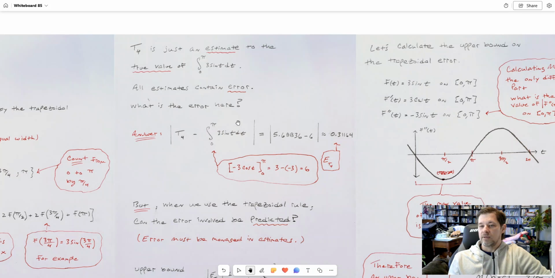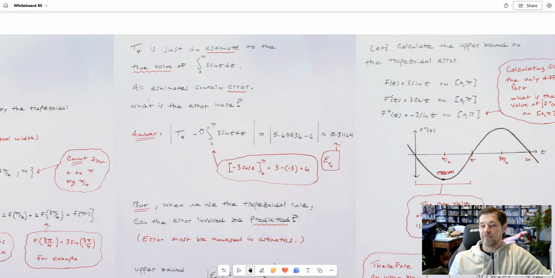So this integral here, could you tell me its perfect and true answer? Well, for this integral you could. The way you calculate this integral is you find the antiderivative of 3 sine t, which is negative 3 cosine t, and evaluate it between the bounds 0 to pi, and you get 6, okay?